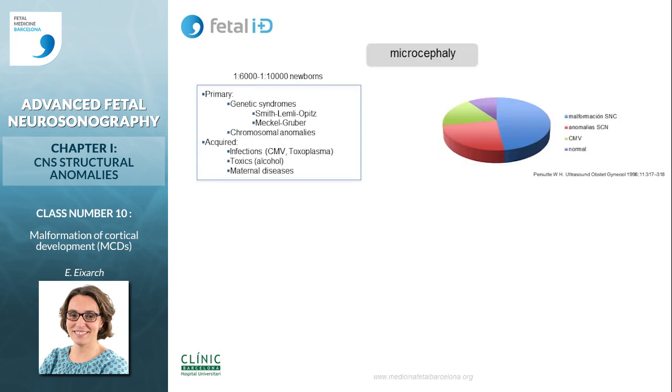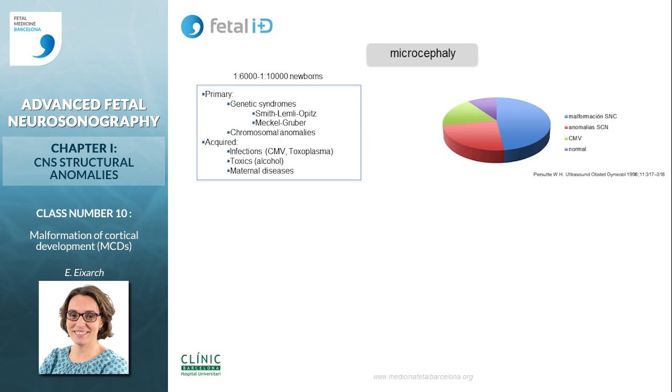Microcephaly is produced in 1 in every 6,000 to 10,000 births, and can be primary when it's associated to genetic syndromes such as Smith-Lemli-Opitz or Meckel-Gruber, or specific chromosomal anomalies, or can be acquired secondary to infections such as cytomegalovirus, toxoplasma, toxics such as alcohol, or severe maternal diseases.